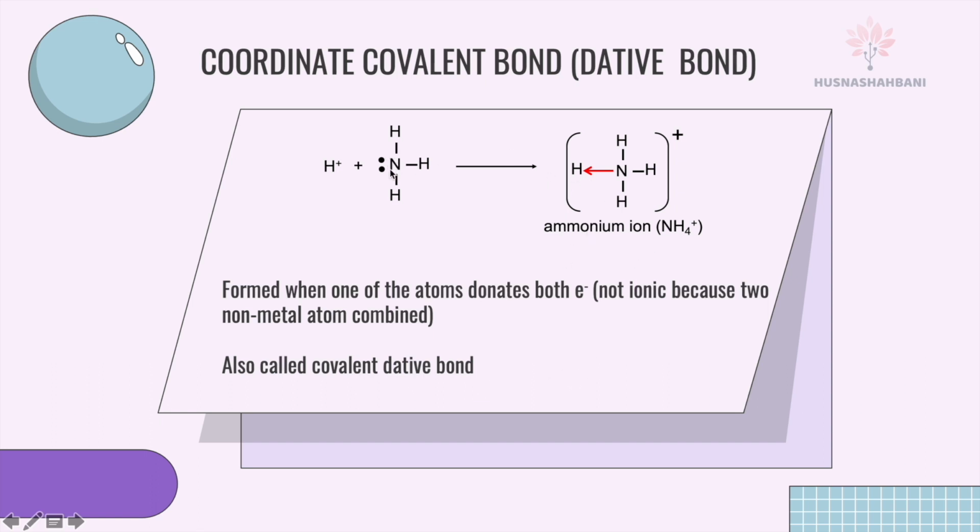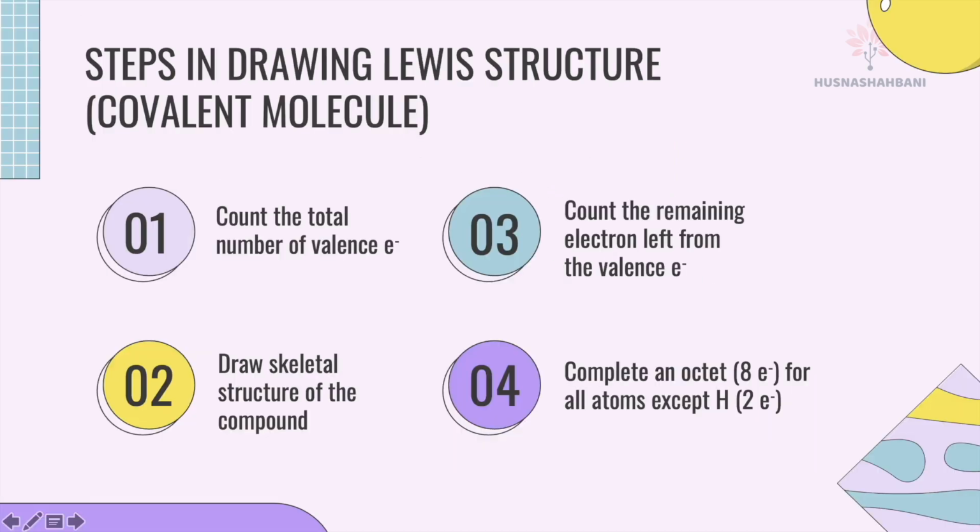So this N atom bonded with other 3 hydrogens has a lone pair of electrons. So this lone pair of electrons is donated to H+, and then one bond will form. So it will become NH4+. This is the example of dative bond.